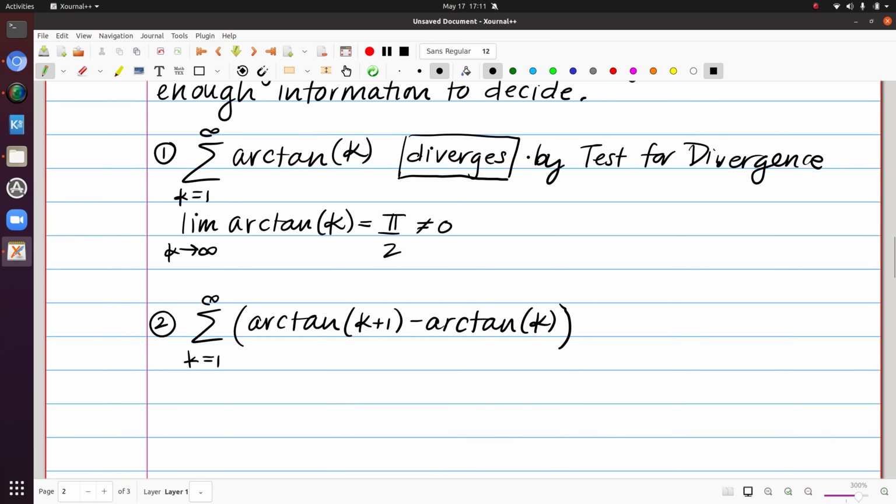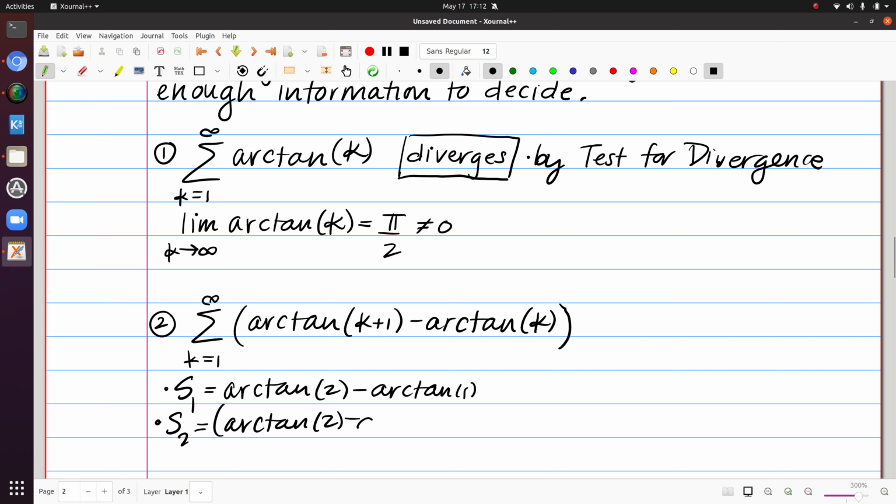Now, if I just tweak that a little bit, this is different. Now, this does have terms that go to 0 because the limit would approach pi over 2 minus pi over 2. So I can't use the test for divergence. It's not geometric, but it is telescoping. And so we've seen now, in that case, the strategy is to list out the partial sums. So the first partial sum would be arctangent of 2 minus arctangent of 1. The second partial sum would be arctangent of 2 minus arctangent of 1 plus arctangent of 3 minus arctangent of 2.